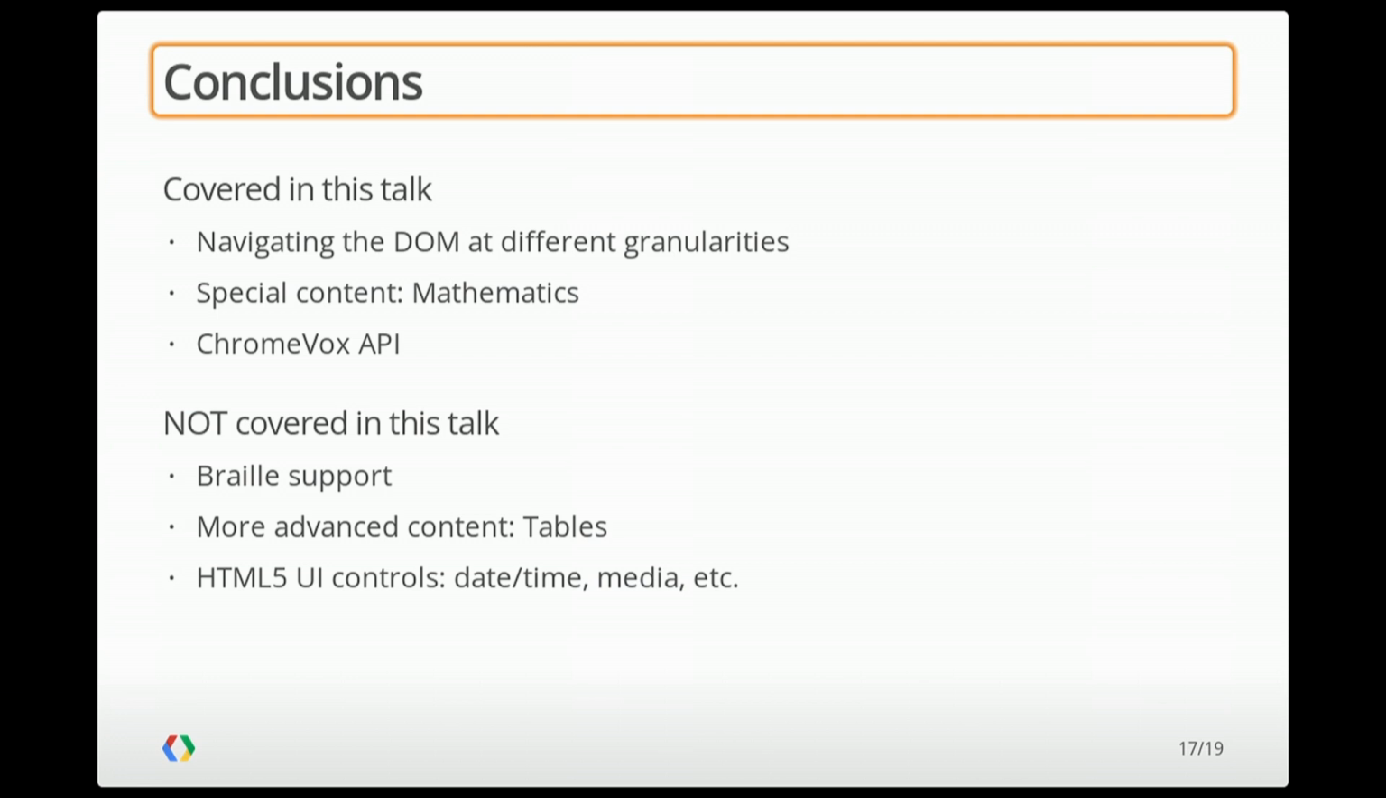In conclusion, what we covered in this talk was how you can navigate through the DOM with different granularities and how we're using the concept of granularities to support special content such as mathematics. And we gave you an overview of how to do this with the ChromeVox APIs. One thing to note is that this all works on Chrome. And as I mentioned before, this works on web technology. So this works on Chrome in any form. This is also available on Android. And it's actually a huge boost for developers because now you can develop on the desktop, test it out, and then when you run it on Android, you'll get the same effect.